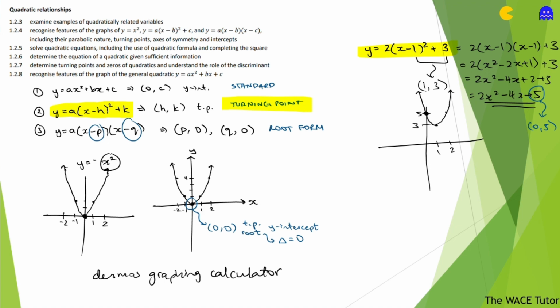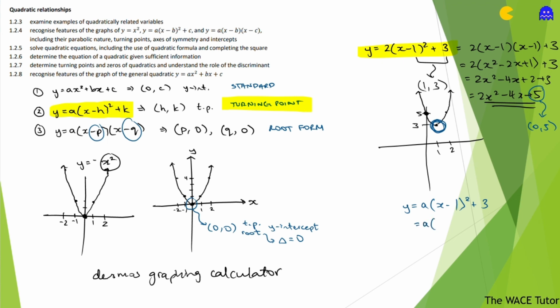And similarly, I'll be able to deduce what my equation is based on this graph as well. I'll know that my equation looks something like this. I'll know it's y equals a times (x minus 1) squared plus 3, given that the turning point here is at (1, 3).